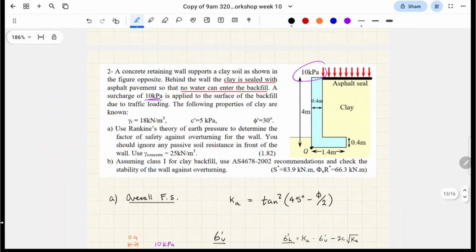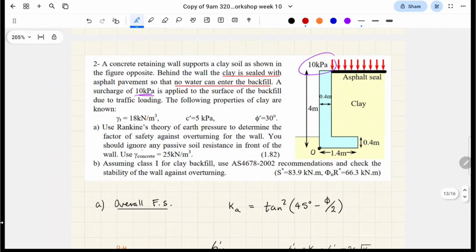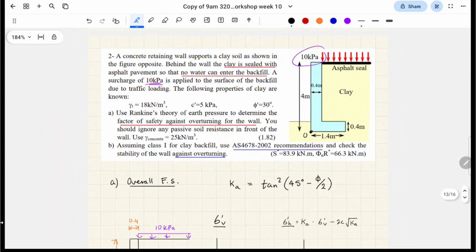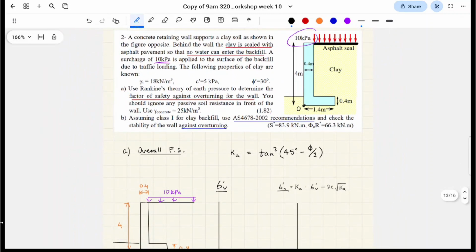If we read parts A and B of this question, part A says, determine the factor of safety against overturning for the wall. It doesn't specify the Australian standards or partial factors method, but part B does say to use it, okay? And it's still against overturning, right? So, you see where this is going? We're not going to do our sliding checks, we're just going to do overturning checks in A and B, but one's going to be the global factor of safety method, and part B will be the partial factor of safety method, okay? So let's move on.